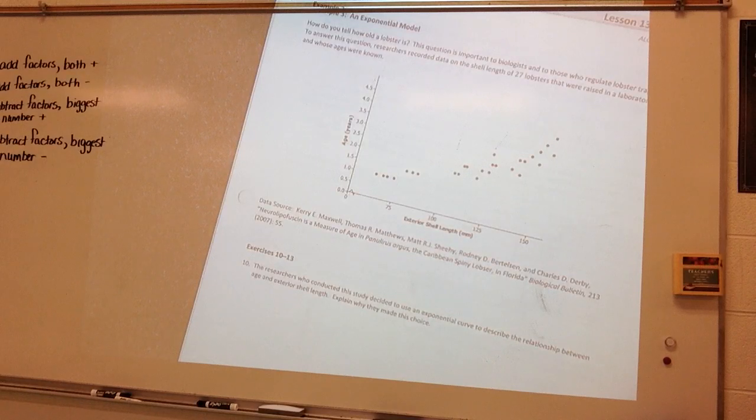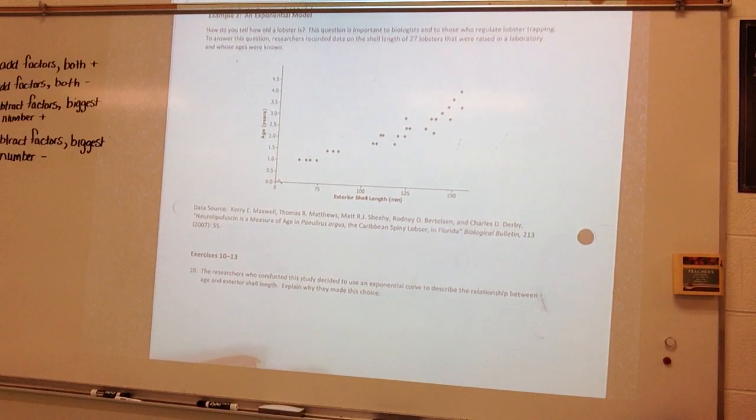All right, an exponential model. What is meant by regulating lobster trapping? That is preventing commercial fishermen from harvesting too many lobsters. They don't want commercial people coming in, getting the lobster, so they're regulating that trapping. Why would biologists care about the age of a lobster? This information can be used to decide whether lobster can be harvested or thrown back into the ocean. If it's too young, they're going to throw it back. They want to make sure that it's right at the right age.